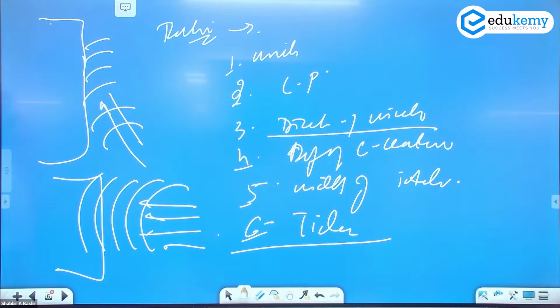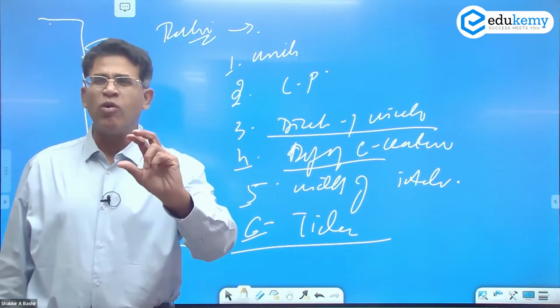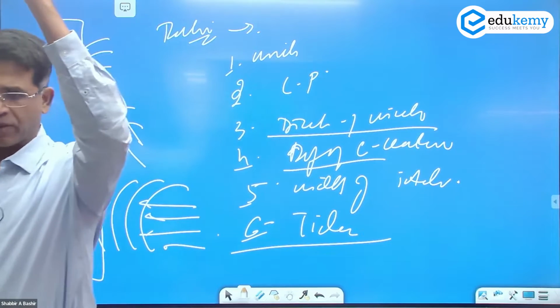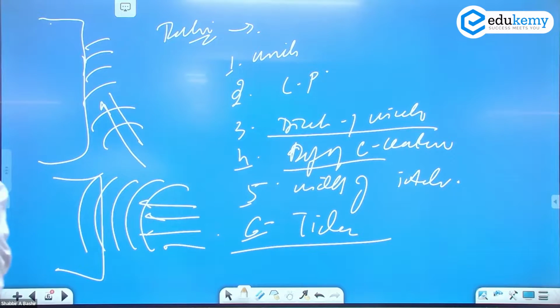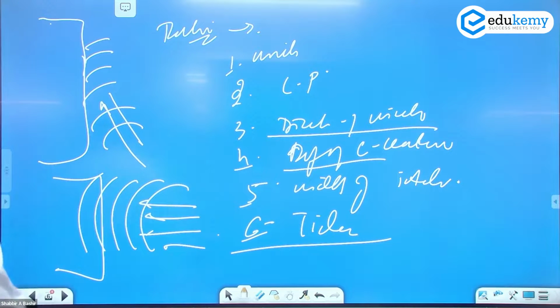Then I said depth of the coastal waters. If the water is shallow, then you will have higher waves, because of the concept called shallow waves. In shallow waves, the wave base will touch the floor of the sea.